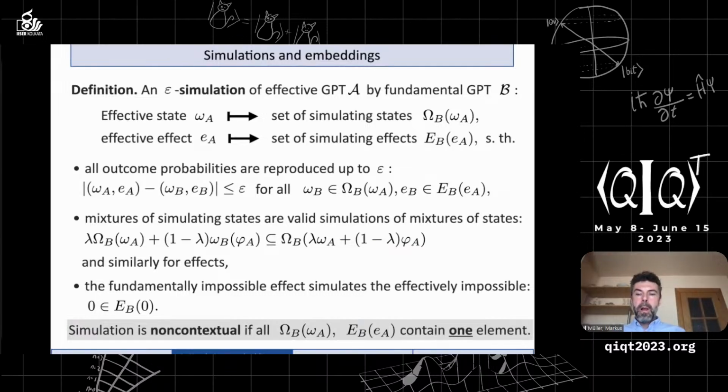Yeah. And you would say that the simulation is non-contextual if every state is simulated by exactly one fundamental state, and every effective effect is simulated by one fundamental effect. So it's one-to-one, right?